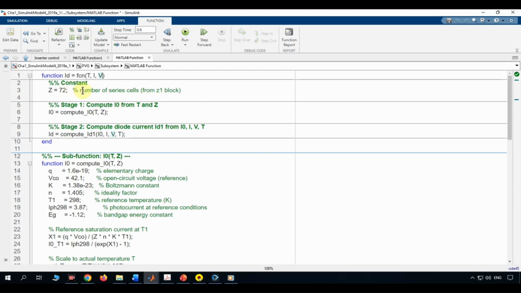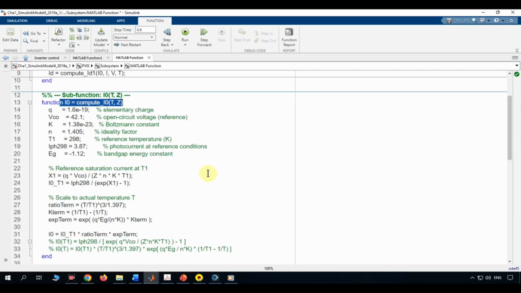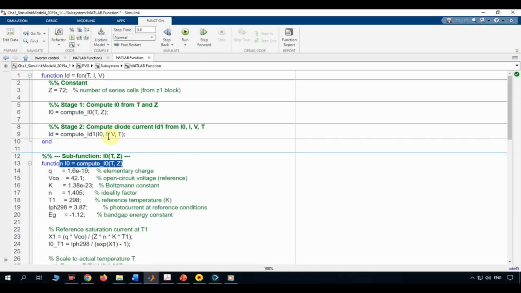Z is hard-coded as 72, the number of cells wired in series in one string. This function just orchestrates two steps. First, compute I0, the diode's saturation current at the current temperature. Then, use that I0 to compute the actual diode current, ID. This is two calculations back-to-back.